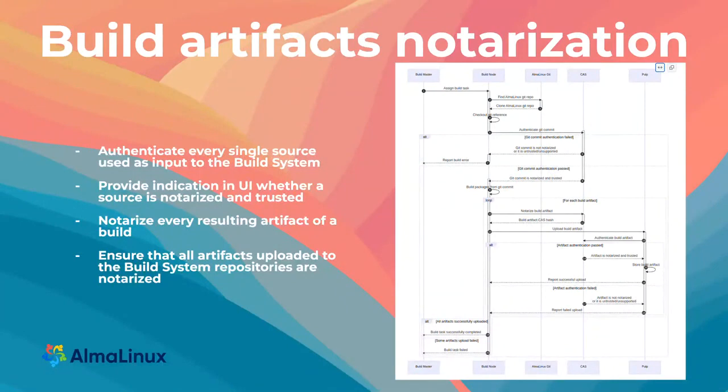Then when all our Git sources are notarized, within the build system we authenticate every single source that has been used as an input for a build. Of course, we provide some information in the build system interface that indicates whether a source has been notarized or not. When sending this build information to different build nodes, we ensure that every artifact is notarized. By an artifact we understand a build log, for example, or the output RPM package. And after all, we ensure that all artifacts that we are uploading into our Pulp instance are notarized.